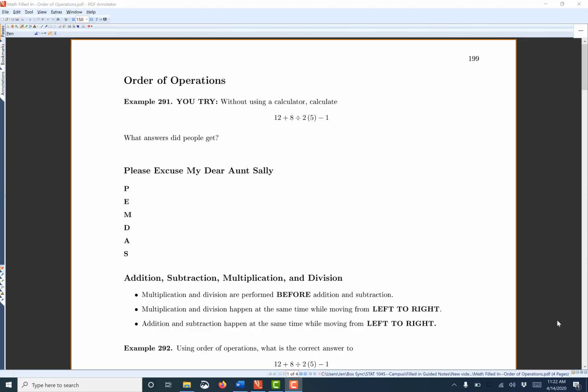We're going to talk about order of operations. So first in this example, I want you, without using a calculator, to try and calculate this. So pause it right now and try.